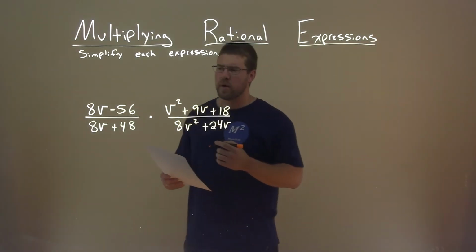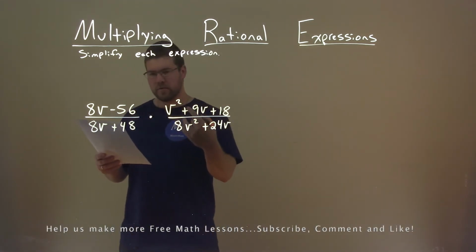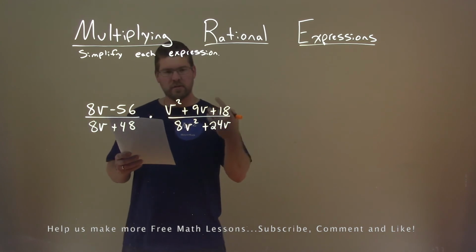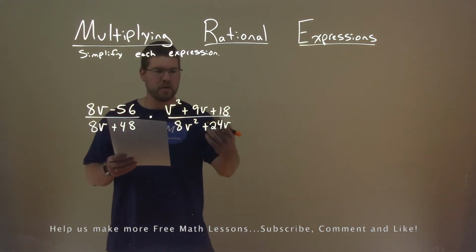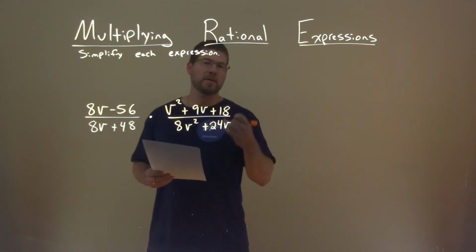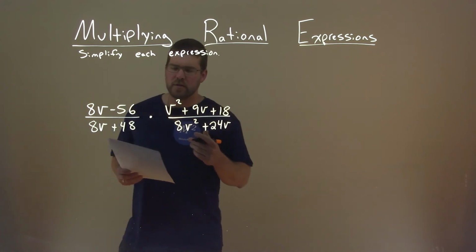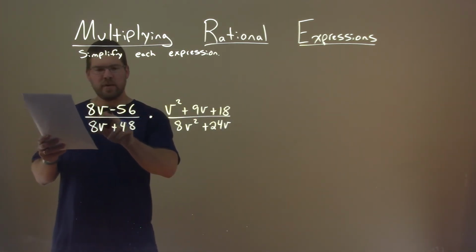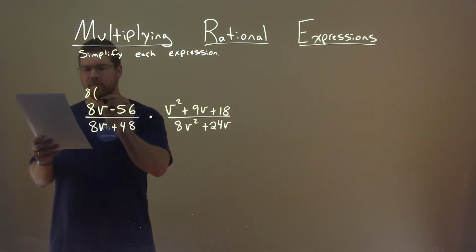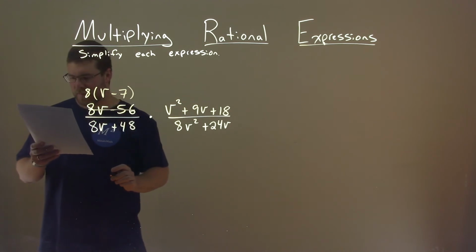We're given this problem right here. 8v minus 56 divided by 8v plus 48 times v squared plus 9v plus 18 divided by 8v squared plus 24v. And we want to simplify this expression. Well, what I want to do is see if I can factor these out. I see at 8v minus 56, I can pull out an 8, and I'm left with, well, v minus 7 here. So I'm going to replace that.